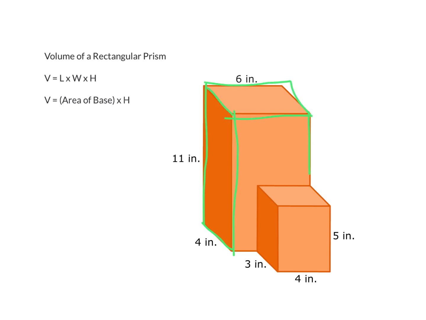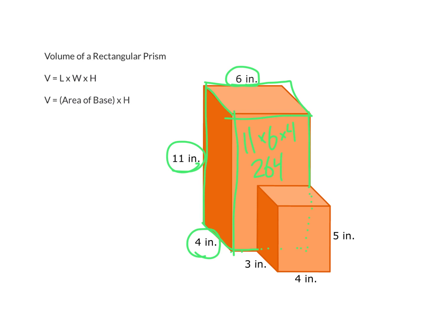we have a rectangular prism that is going to extend down here as well. We have a length, a width, and a height. And so we can do 11 times 6 times 4, and that gives us 264.